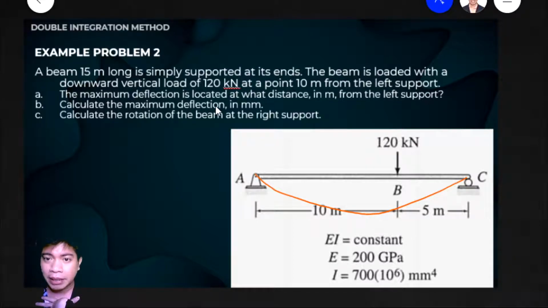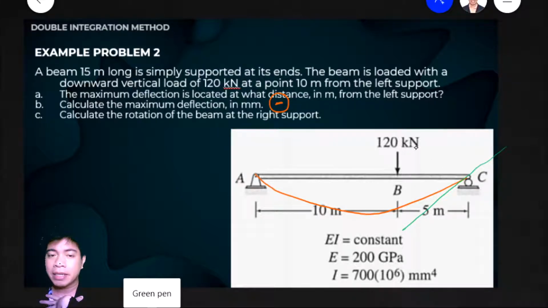So letter B, guys. Calculate the maximum deflection. Obviously our maximum deflection will be negative, because all of our deflections here are negative. So the sign we expect is negative. Then for letter C, calculate the rotation of the beam at the right support. Our right support, guys, is here, that is support C. If we draw a tangent line here, this is the tangent line we will draw. Obviously, this is a positive slope of the tangent, so we expect a positive sign for letter C.